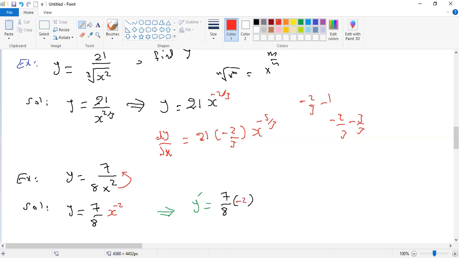and x, what about x? x to the power negative 2 minus 1 is negative 3. You can simplify this one, students. You can multiply to get negative 7 over 4, and even write it as x cubed in the denominator. But this is the first step.